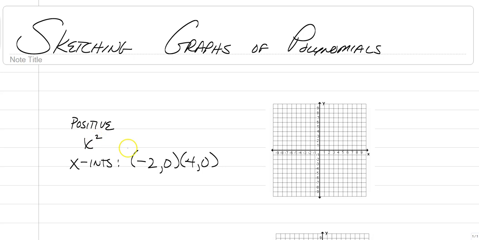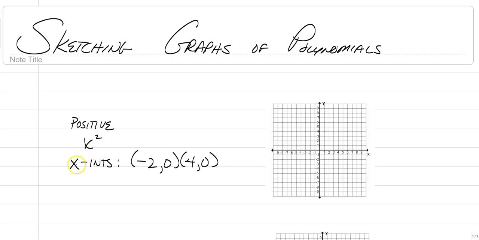Obviously, this is not x squared. X squared would not go through these 2 points. X squared would go through 0, 0, and then go up. So these are examples. These are just thoughts. But we're going to put it together.